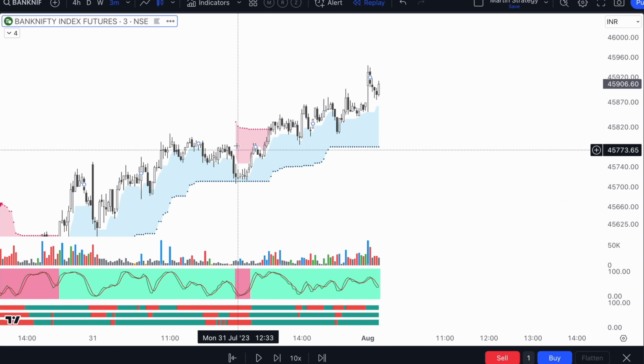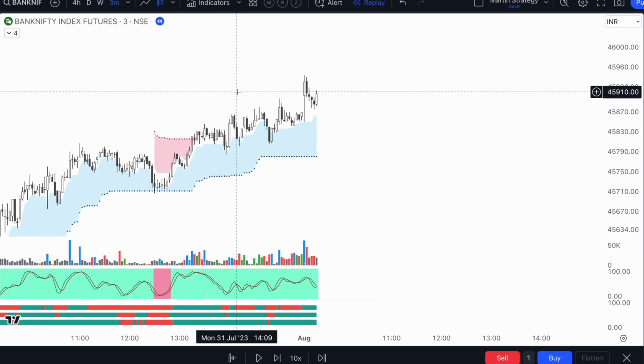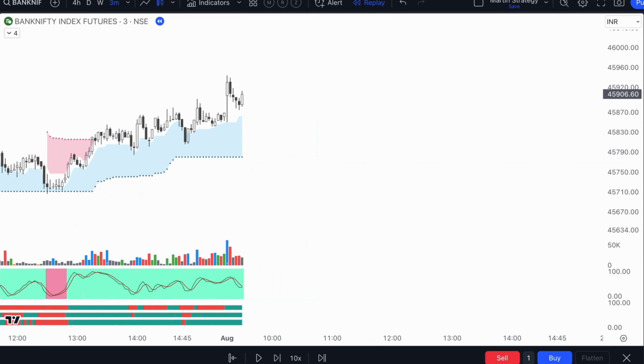As you can see, the market was just moving sideways, so there was no clear trend. We just want to catch when there's a clear trend. So we'll mark the high. Let's see, Tuesday.